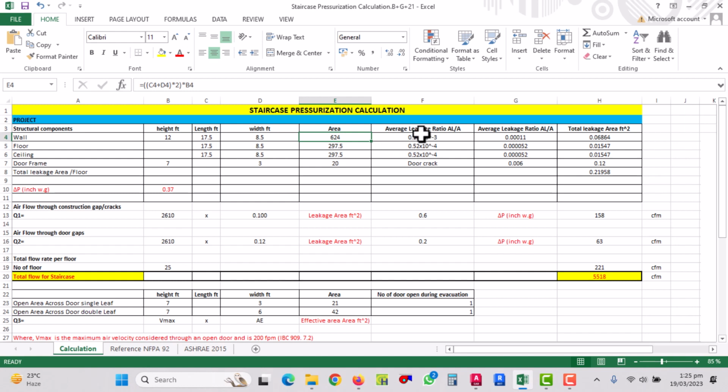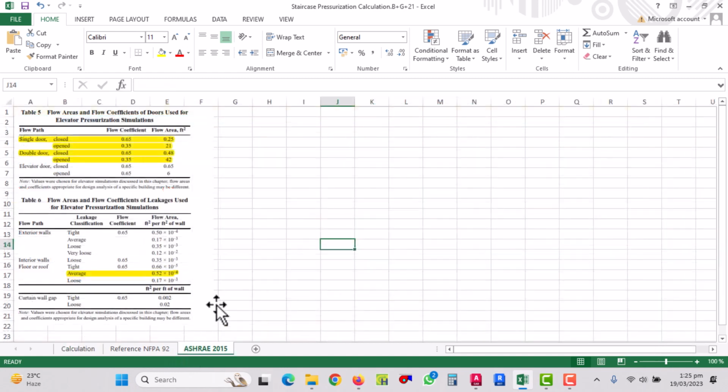And where did I get these numbers, 0.11 times 10 to the power minus 3, or 0.0010011? How did I calculate this, or from where did I get these numbers? Let's go to the ASHRAE.